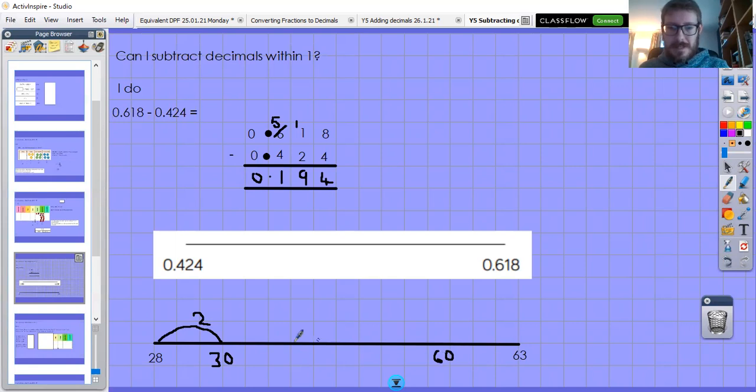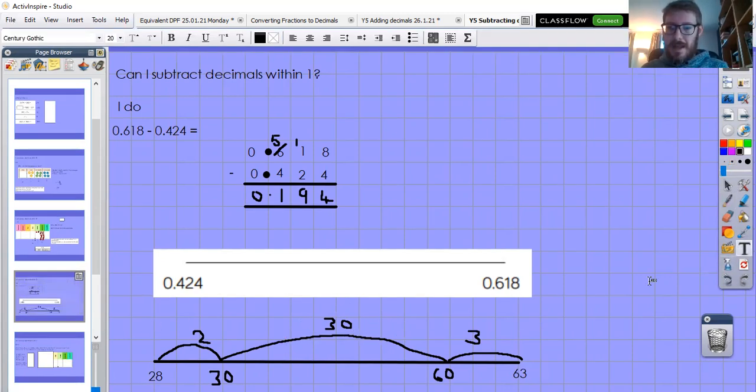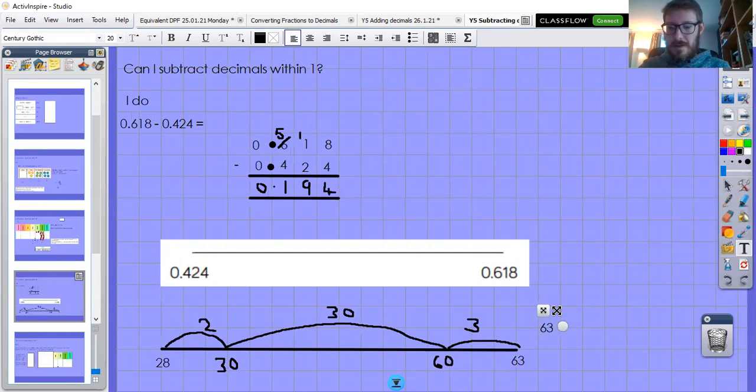So then I'm going to count up to 60 because it's really easy to count from 30 to 60. All I've done is add on 30. And then the last jump from 60 to 63 is going to be another 3. So then all I have to do is add these numbers together to find out the total that I've counted up to get from 28 to 63. So in total, I counted up 35. So the answer to 63 take away 28 should be 35.